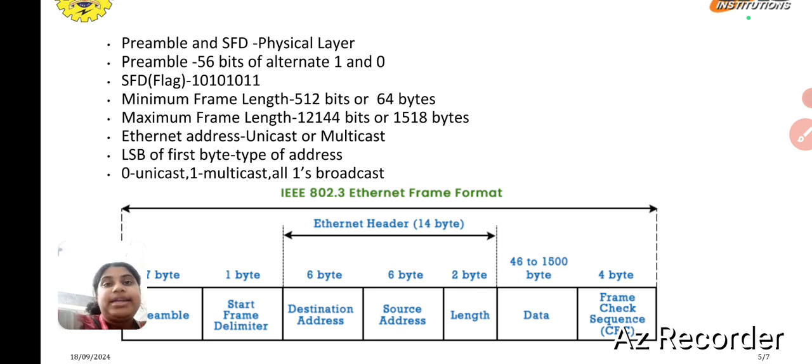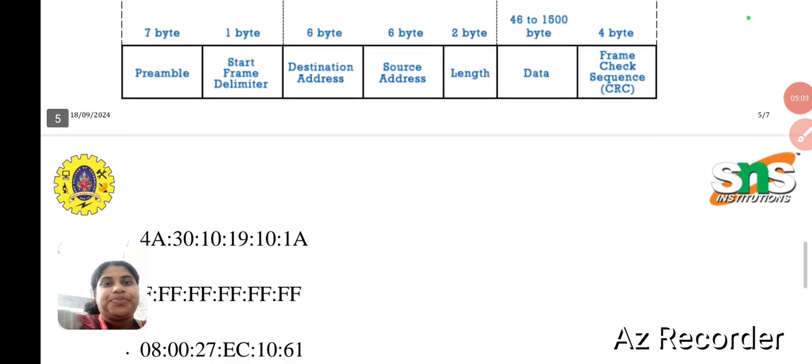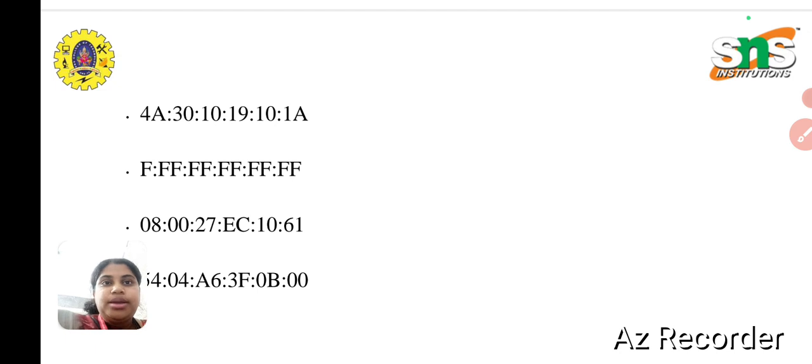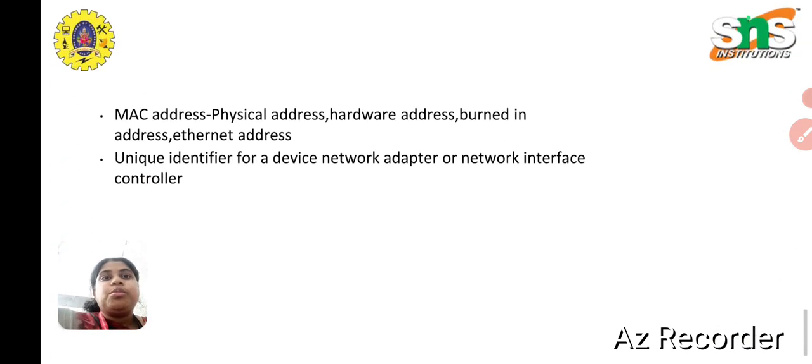And how we find that is, we look at the LSB of the address. You take the first byte of the address and look at its LSB. If the LSB is 0, it is a unicast address. If the LSB is 1, it is a multicast address. And if all the bits of the address are one, it is a broadcast address. So this is the common format of a MAC address. A MAC address is nothing but your physical address, your hardware address. It is also called your Ethernet address.